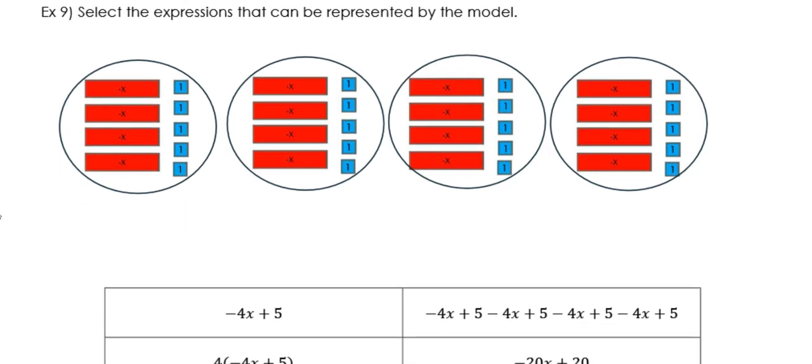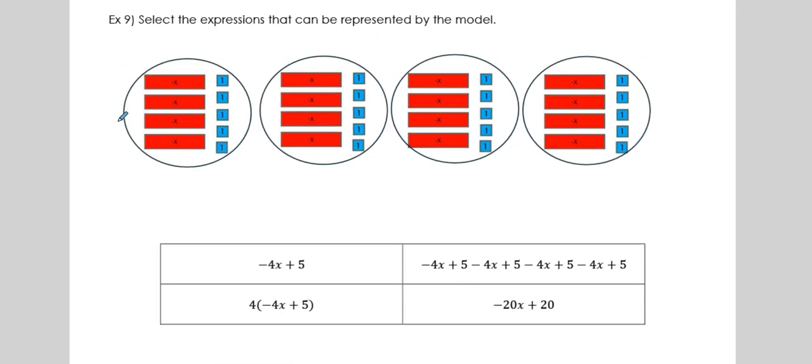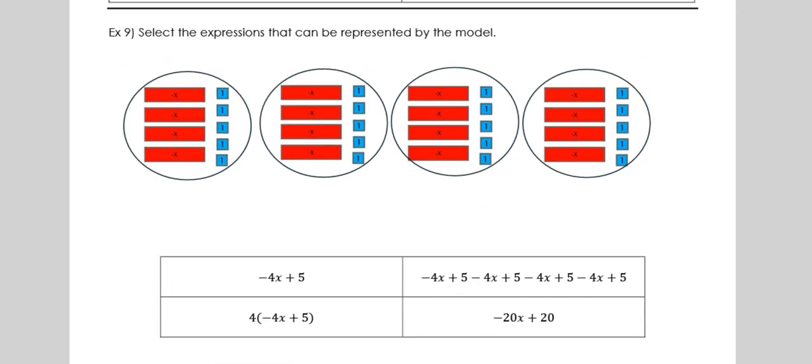All right, here we have an area model. We're trying to select the expressions that represent that model. So I'm just going to label what we have here. I don't think it's clear on your paper, but this is a negative x block. That's a negative x block. So are all of these? They're each one negative x blocks. So we have 4 of those there. So we have negative 4x.